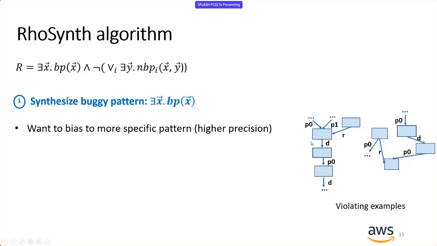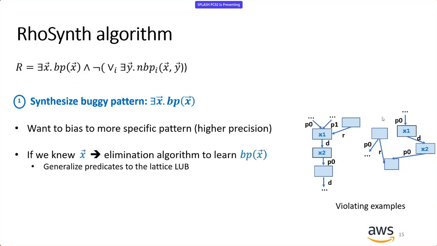Okay, so the first stage, where we're synthesizing the buggy pattern. Let's assume that these are two violating examples. We want to synthesize a buggy pattern that satisfies both these examples. In addition, we want to bias our algorithm to synthesize a more specific graph pattern, and this would ensure that the rule that we are synthesizing does not miss any relevant code context, and the rule has a higher precision.